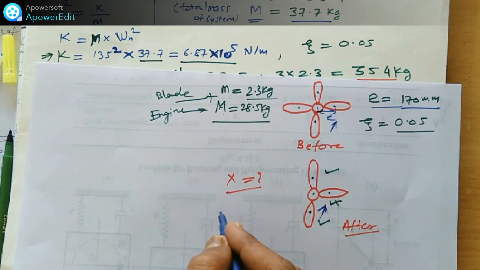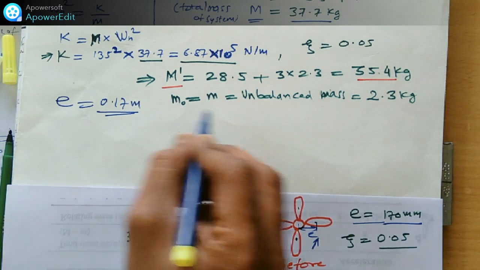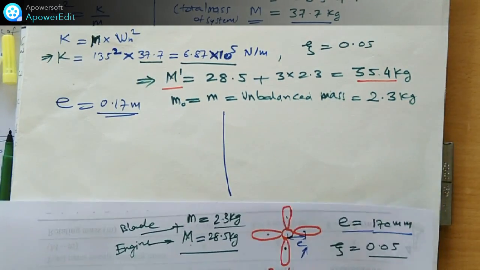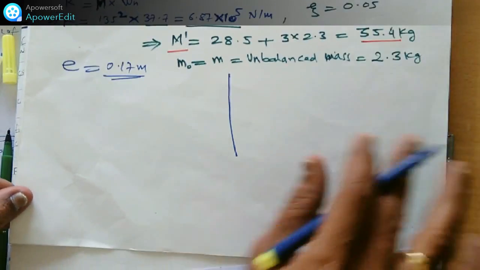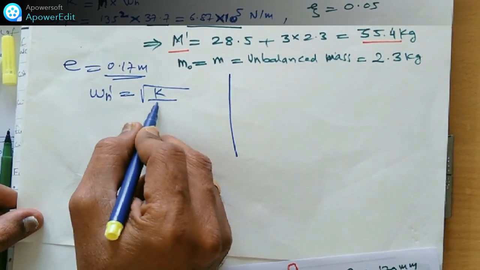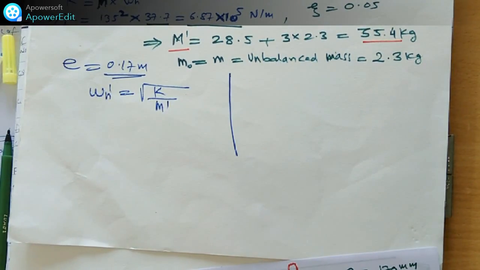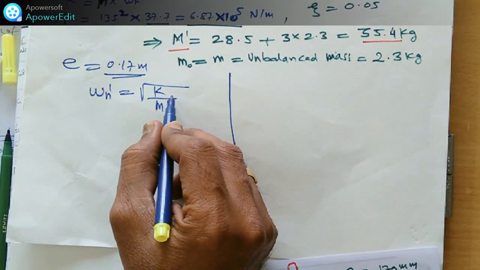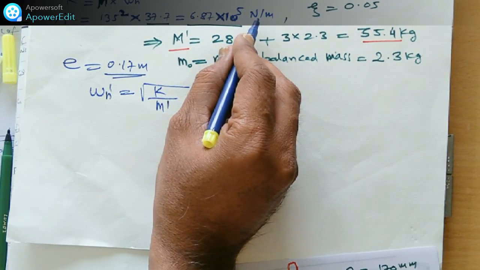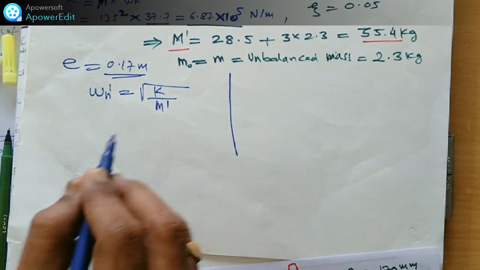So friends, by using this formula, we can also find out the omega n. Here we will write omega n dash is equal to under root of k by m dash. The value of k we have already calculated, 6.87 into 10 raised to 5 Newton per meter. We have to assume this k is not going to change, only m is going to change. What is the value of omega n? We have to find out.